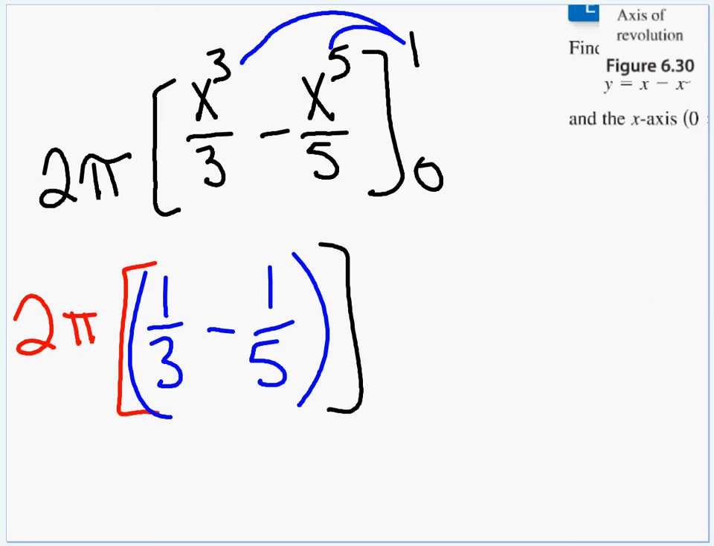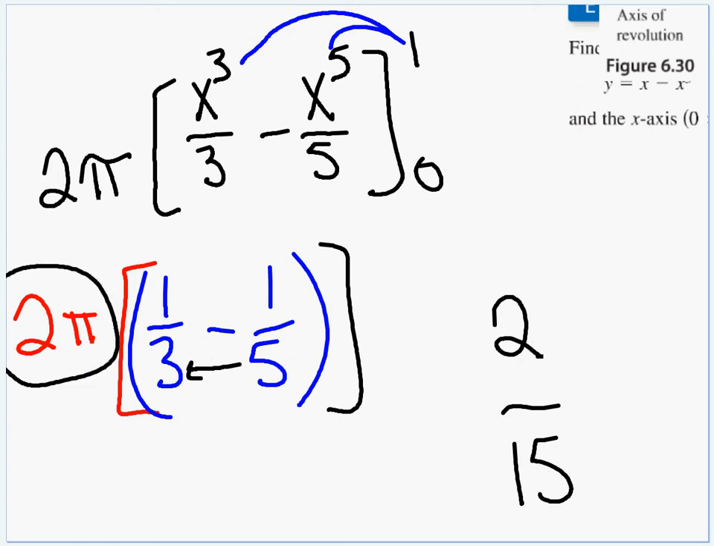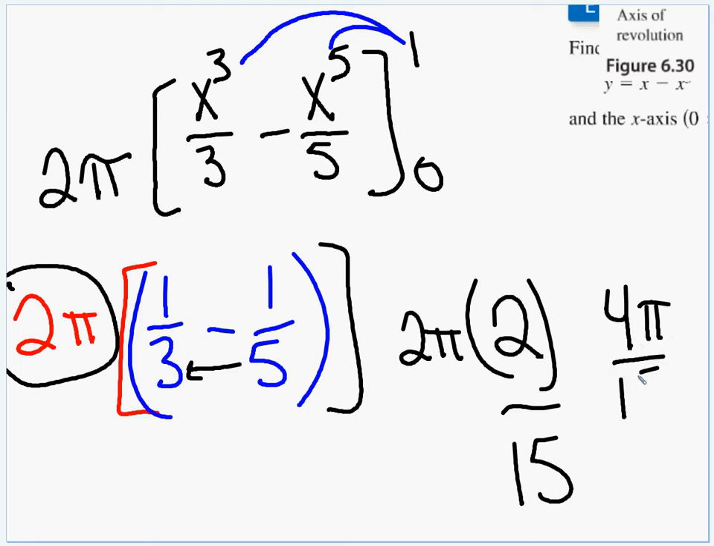And let's see. What is a third minus a fifth? Well, remember I showed you this in class. If we multiply those denominators, 3 times 5 is 15. And then we subtract right to left. 5 minus 3 is 2. So that becomes 2/15. Don't forget we got to multiply that by this 2 pi out front. So that becomes 2 pi times 2/15, which is 4 pi over 15.